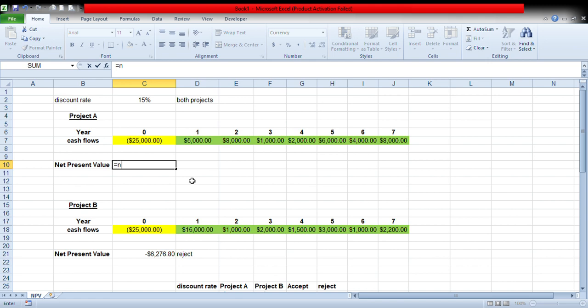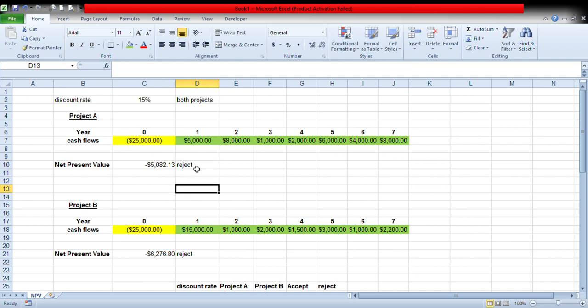Net present value, I take the rate 15%, and then I take the values from year 1 till this, and then I close the bracket, and then I add 25,000, which is a negative. So I have to reject this. When our net present value is less than 0, we have to reject the project.